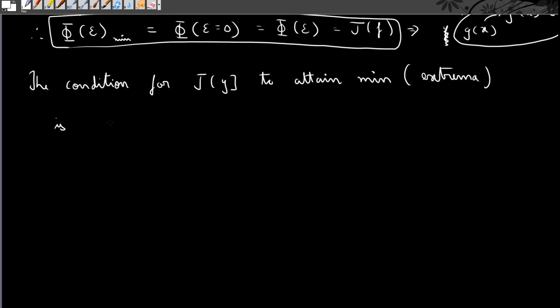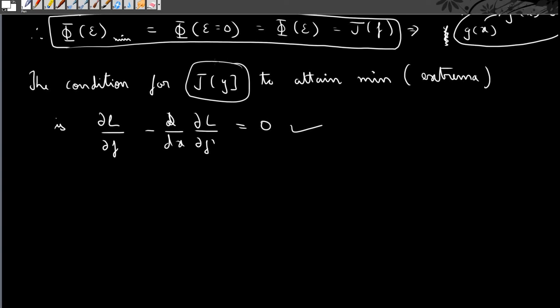and the result is that dou L by dou F minus d by dx times dou L by dou f dash should be equal to 0. So if this condition is satisfied, J of y is going to have a minimum.